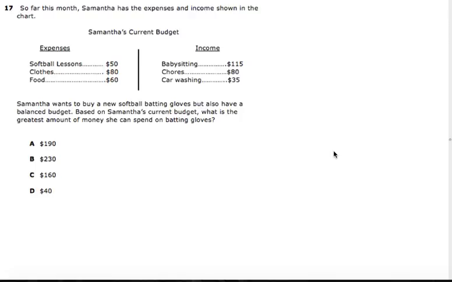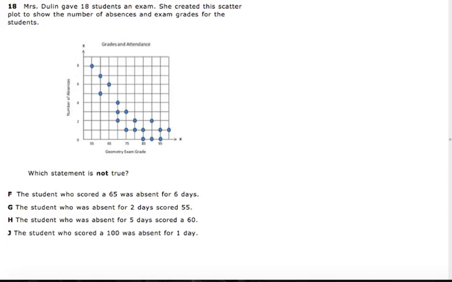17. So far this month, Samantha has the expenses and income shown in the chart. Samantha wants to buy a new softball batting glove, but also have a balanced budget. Based on Samantha's current budget, what is the greatest amount of money she can spend on batting gloves? A. $190, B. $230, C. $160, D. $40.